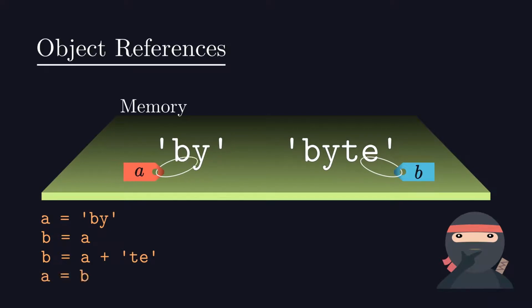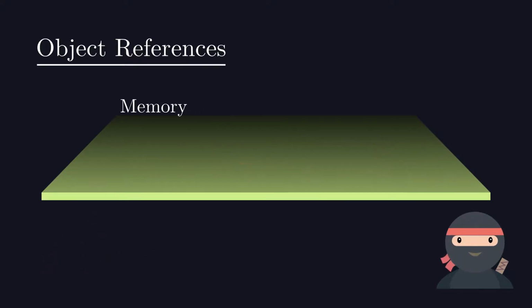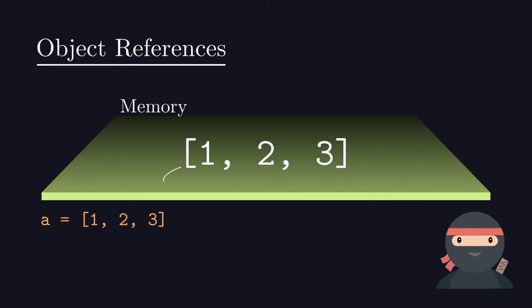Again, when Python executes a = b, a will also point to the same object. Right now, there is no tag for the first object, so there is no way to use it in our program. As a result, Python will destroy the object, freeing up the memory. Now, let's take the example of lists.